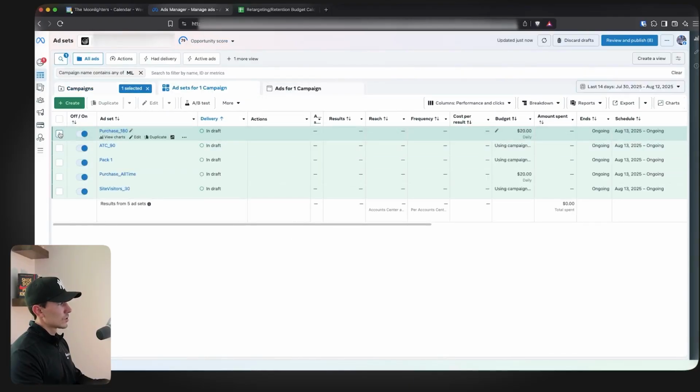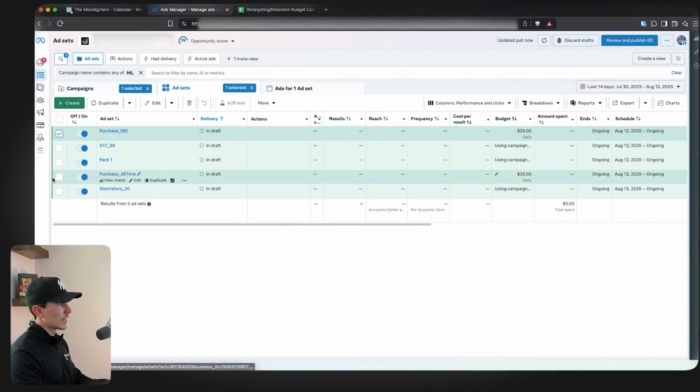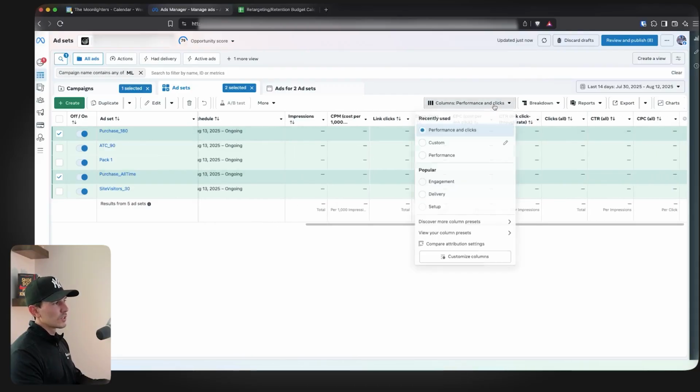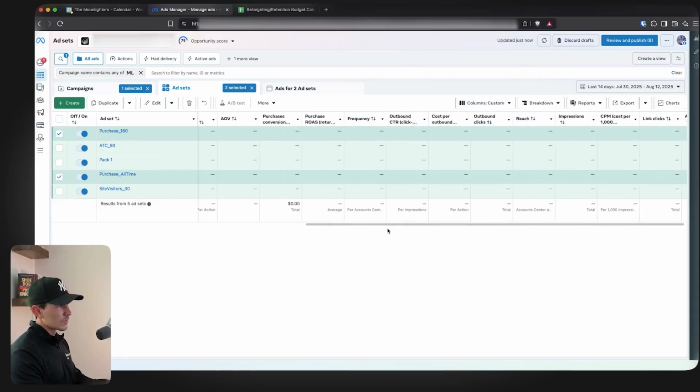Okay, so just pay attention to the purchase 180 days and the purchase all time here. We don't have metrics, so it doesn't matter too much. But what you're going to look at is when you're in your column set here, you're going to want to pay attention to frequency for each of the ad sets. If your frequency is ever going above a ridiculous amount, which would generally be 10 impressions or 10 frequency over a 7-day period, then you could lower the budget on that specific ad set.